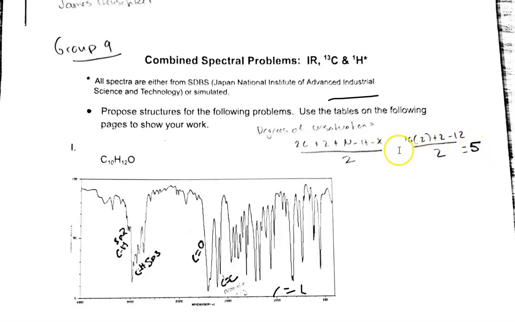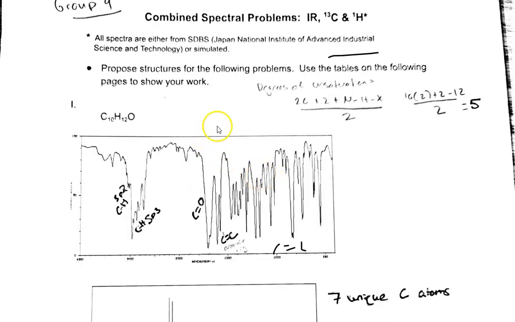which tells me that there's an aromatic ring of double bonds. An aromatic ring accounts for 4, so the 5 tells me there's a double bond attached to the aromatic ring.